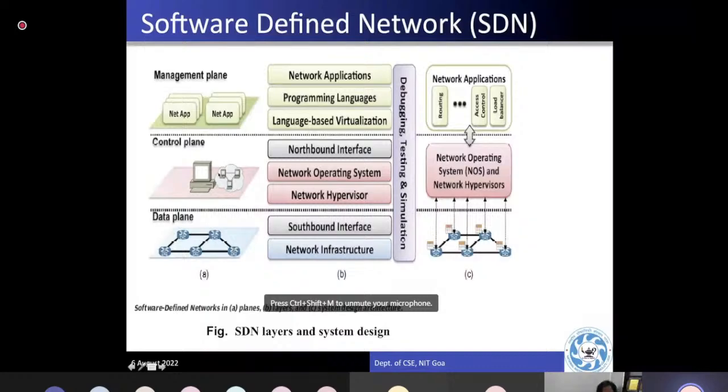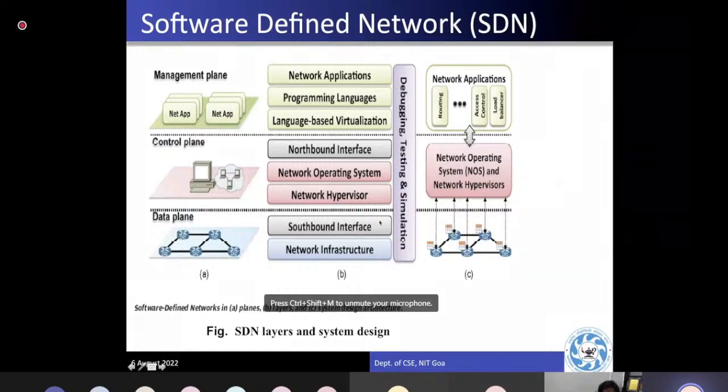The name itself, software defined network. So the network is now software level programmable. Another layer is called the management layer. We work on these two layers, the control plane and the data plane. In the OSI model there were different interfaces. Similarly, here also there are interfaces, the northbound interface and the southbound interface.